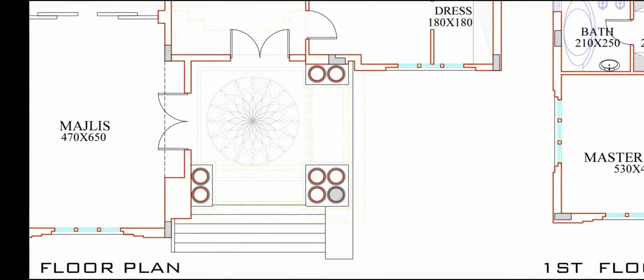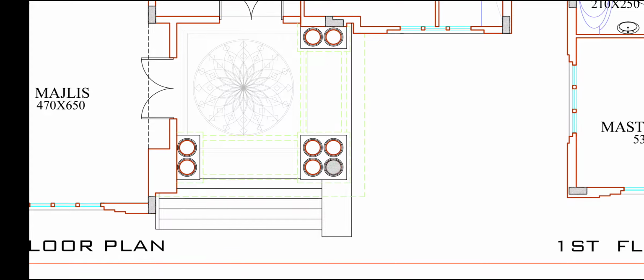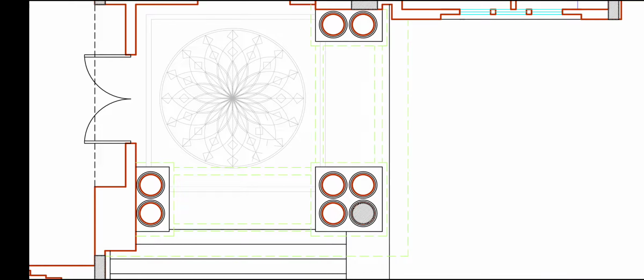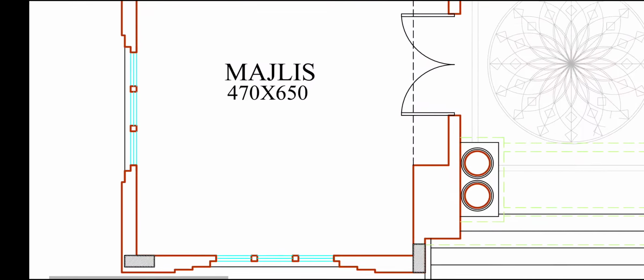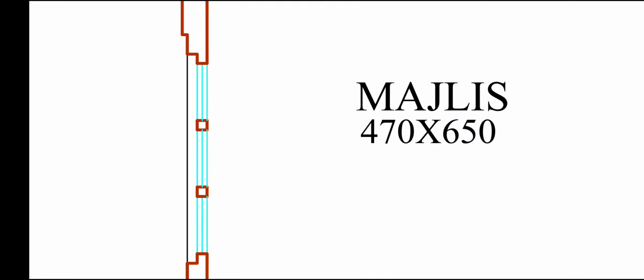In this plan we step here, and there are 4 pillar columns for the design arch and the floor tile design. This is our majlis area, hall area 470 by 650. This is our window with a frame design. You see this projection for the outside elevation design, and on this side also a window.